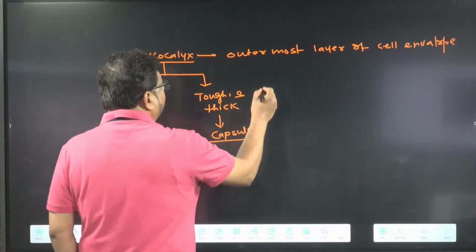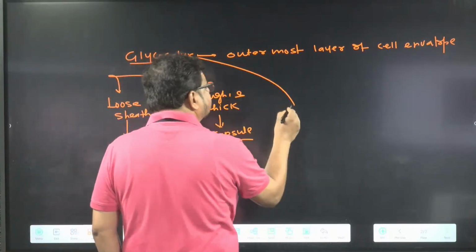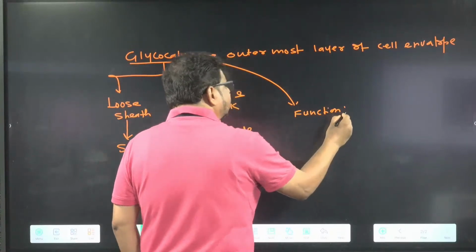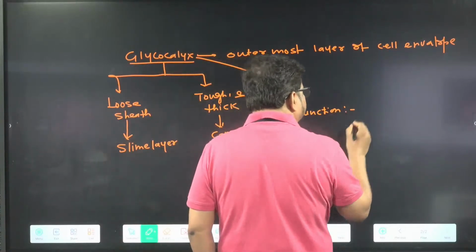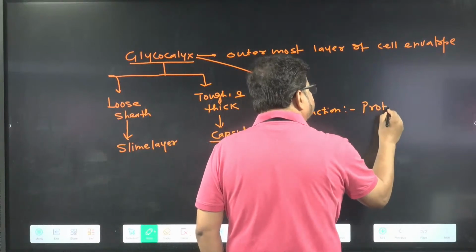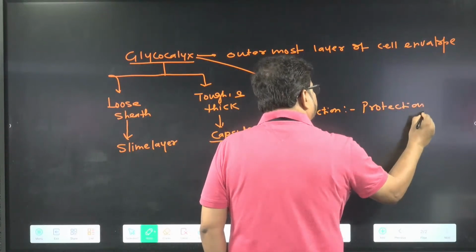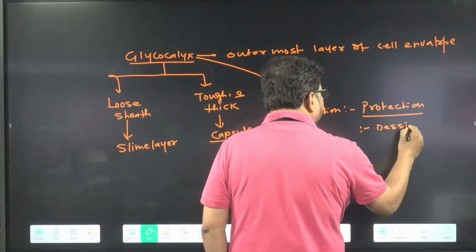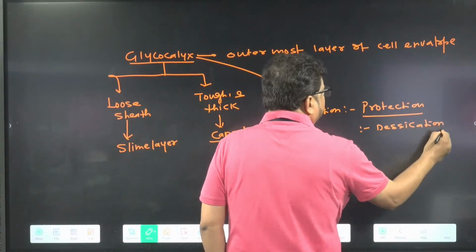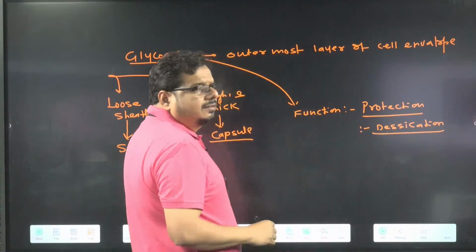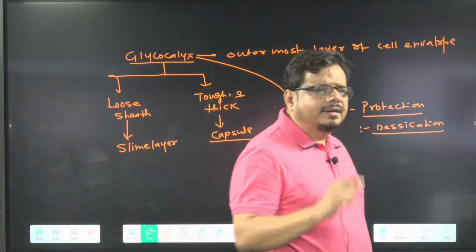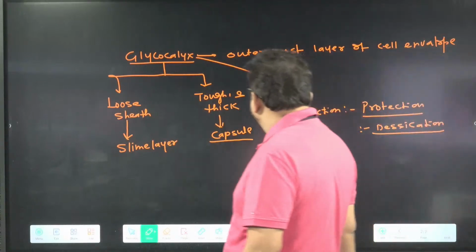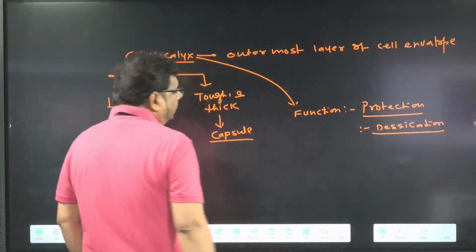So what are the functions of the glycocalyx? One function is protection. Another function is protection against desiccation. Desiccation means it prevents the bacteria from drying, from getting dried. Understanding the idea? Is it clear in the mind? Is it all right?